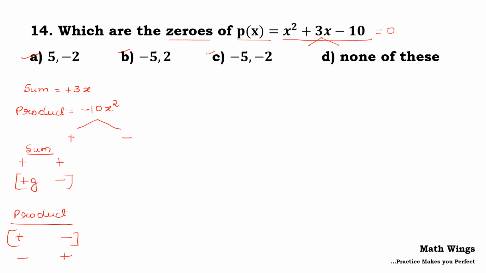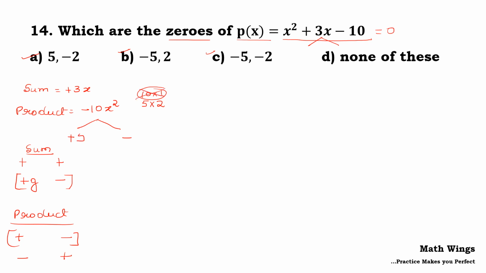Now, let us see how we can get plus 3 here. As we know, to get the sum as positive, we should have the greater number as positive. Now, what are the factors of 10? We have 5 into 2, we have 10 into 1. So, if we use 10 into 1, we will not get the sum as 3. So, we can eliminate this option.